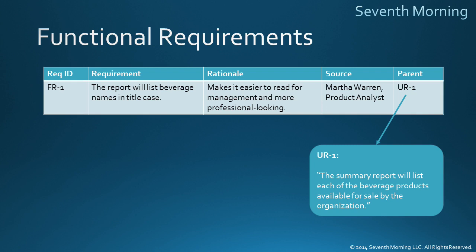Okay, next up we have the rationale. Makes it easier to read for management and more professional looking. Okay, good enough. We then have the source. That was Martha again. And we have the parent requirement listed also, which is UR1, and then we spell out UR1 here. The summary report will list each of the beverage products available for sale by the organization.